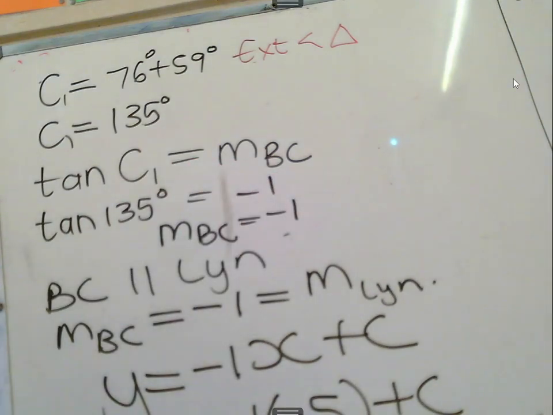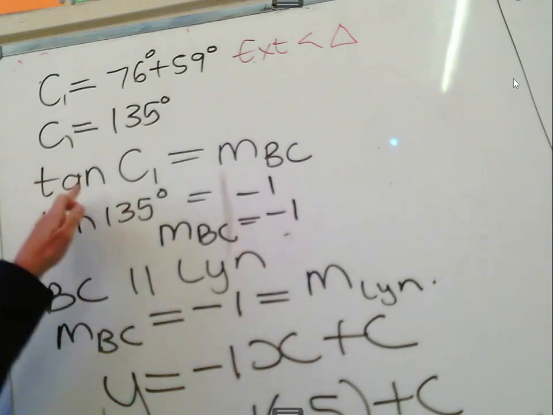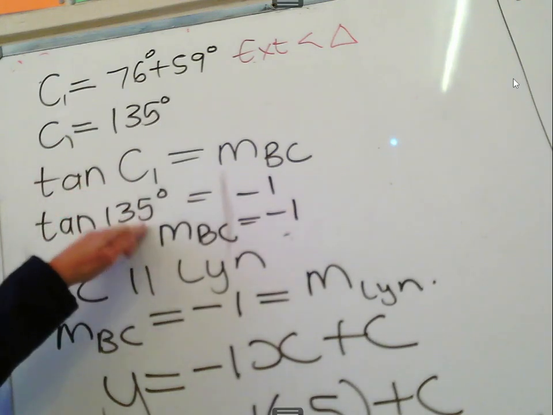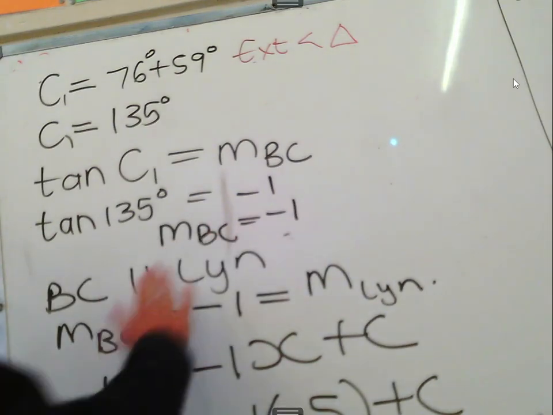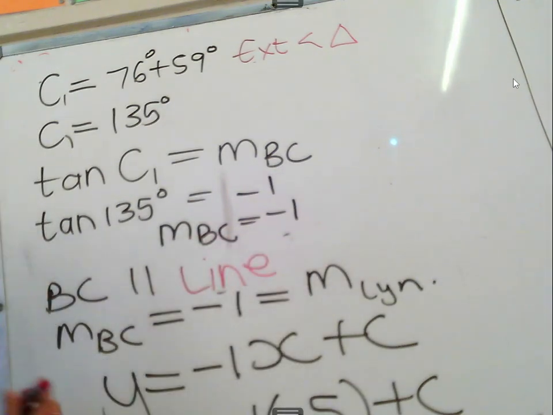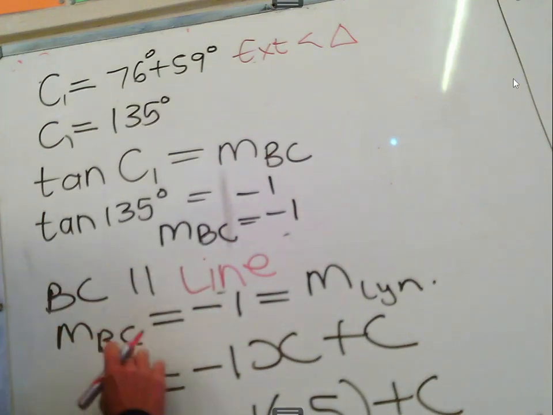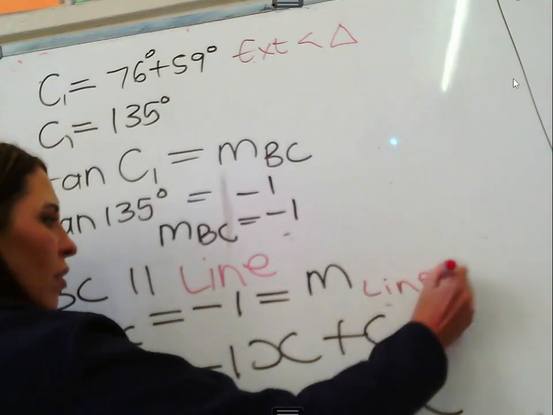Now remember what I am trying to get. I'm trying to get the gradient of BC so that I can steal it for this new line. So the tan of 135 degrees is equal to negative 1, and that, therefore, is the gradient of BC. Now that I have the gradient of BC, I can steal it, because BC is parallel to the line I want. Therefore, the gradient of BC, equal to negative 1, will be equal to the gradient of this line.